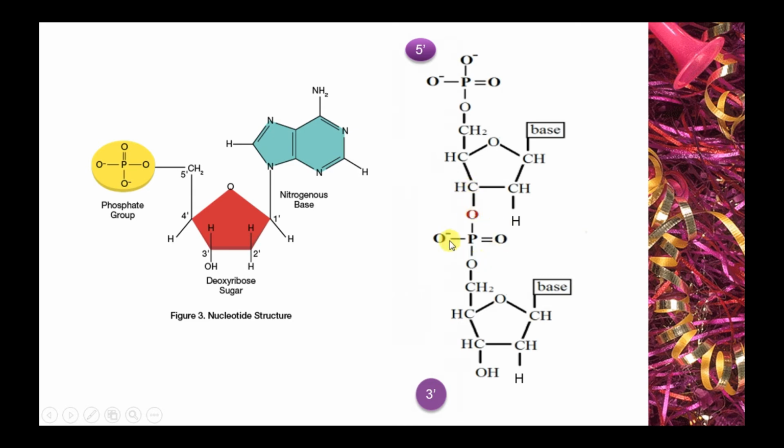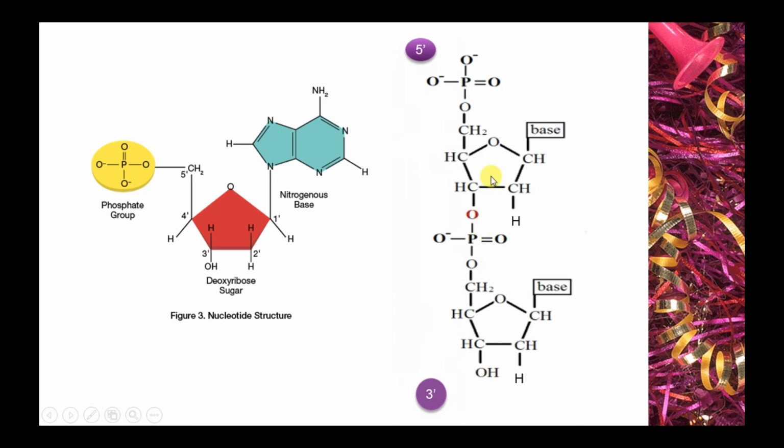This is called a phosphodiester bond, which connects the two nucleotides together by forming a bond between the hydroxyl group attached to carbon number 3 and the phosphate group attached to carbon number 5 of another nucleotide. So in this case the two nucleotides are connected to each other.